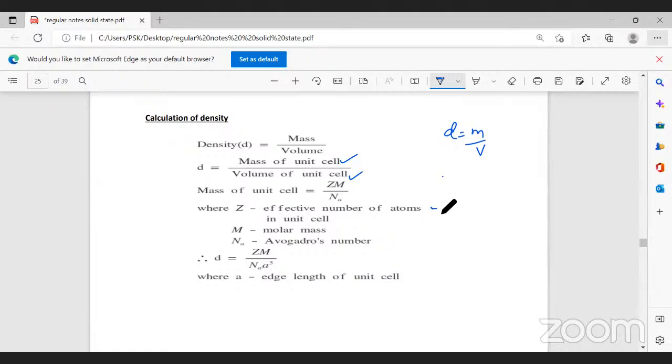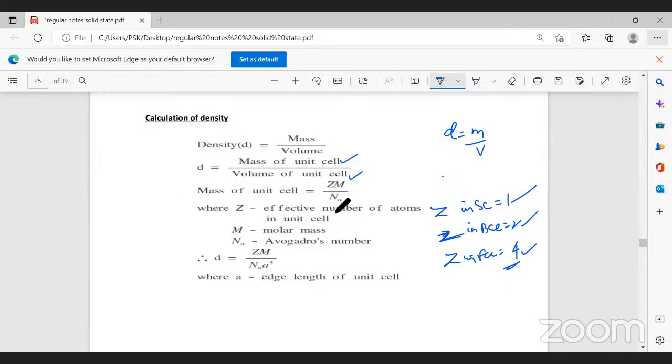What is this Z here? Z is the effective number of atoms in the unit cell. Z in case of simple cubic lattice is 1. Remember, Z in body-centered cubic lattice is 2. Z is nothing but the number of particles in the unit cell. Z in FCC is equal to how much? 4. Don't get confused. In case of simple cubic it is 1. In case of body center, it is 2. In case of face center, it is 4.